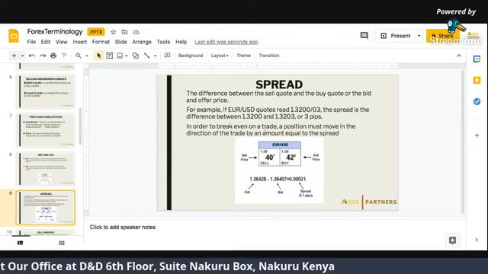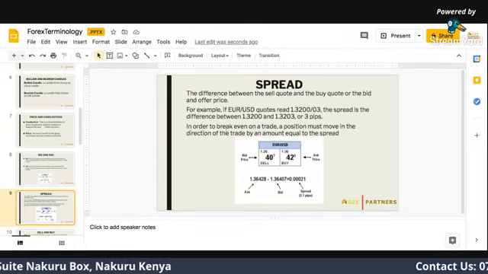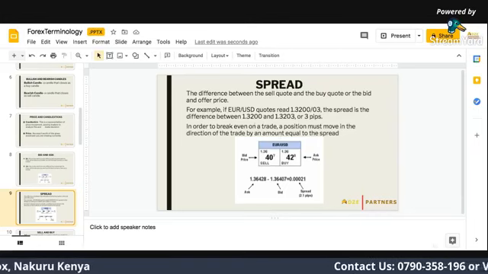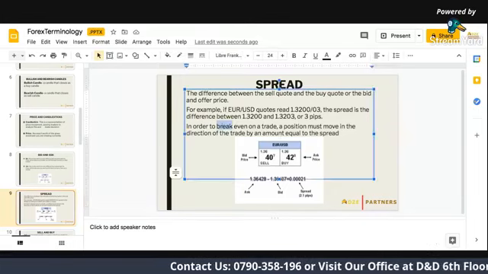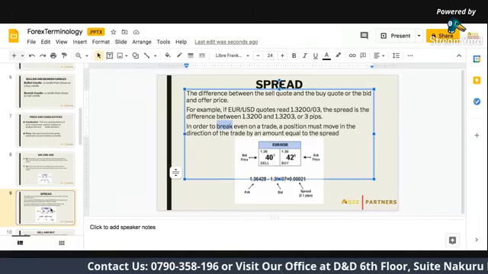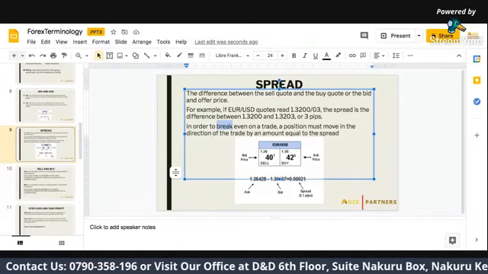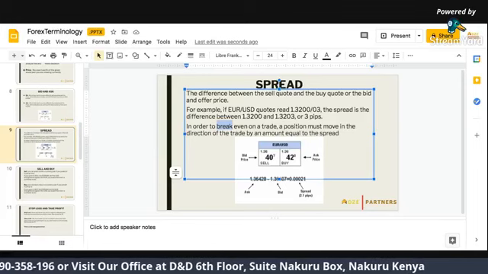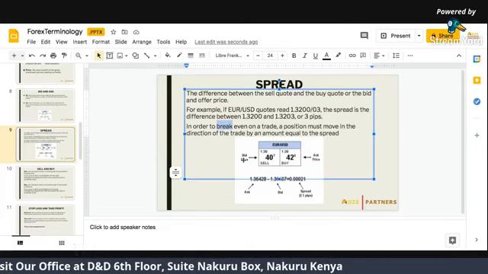In order to break even on a trade, a position must move in the direction of the trade by an amount equal to the spread. We're going to cover this term break even in a few. So the spread is the difference between the ask price and the bid price.